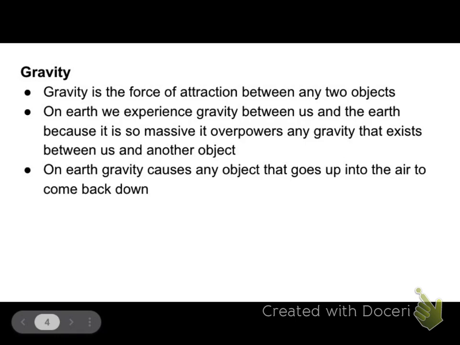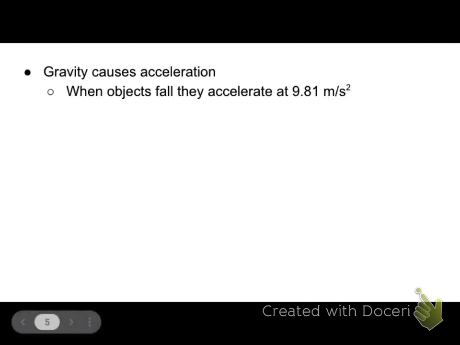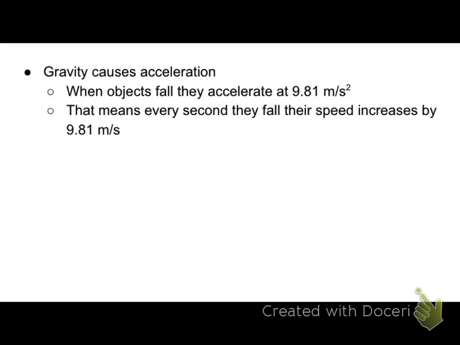On Earth, gravity causes any object that you throw up into the air to return back down to the Earth's surface. Gravity causes acceleration. Now, yesterday you guys calculated acceleration, and one of your groups was slightly under the acceleration due to gravity, and one of you was slightly over, which I really did anticipate to happen because it's very hard to time super accurately the time it takes that object to drop, okay? But when objects fall, they accelerate at 9.81 meters per second squared. So what that means is that every second that an object is falling, its speed increases by 9.81 meters per second. So the first second, it would be going 9.81, and then the second second, you would add another 9.81, and so on and so on.